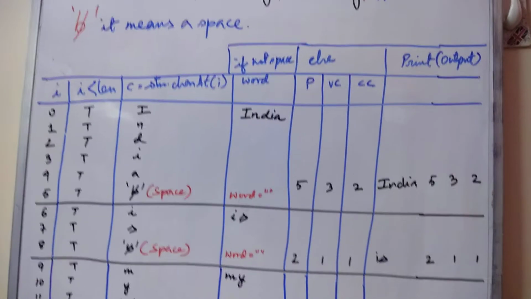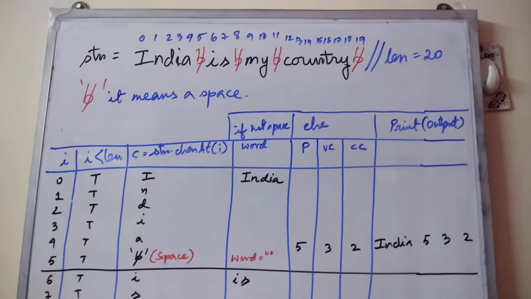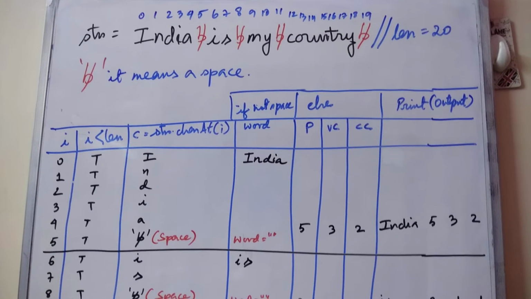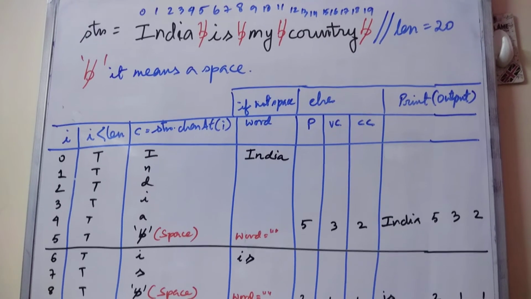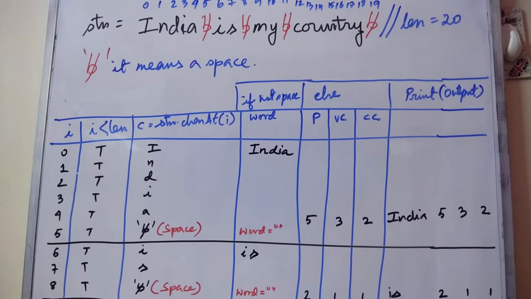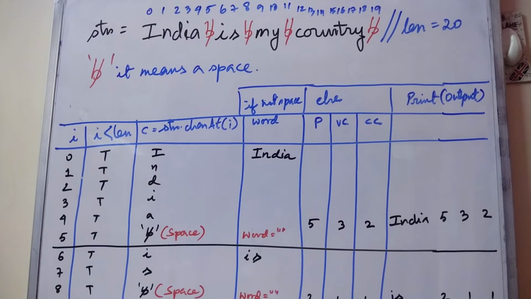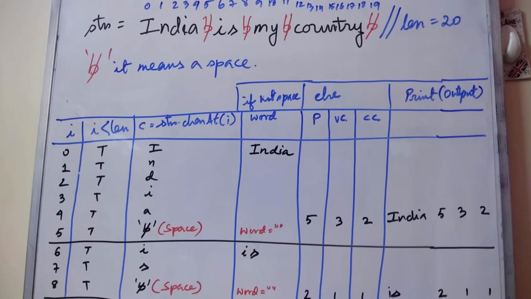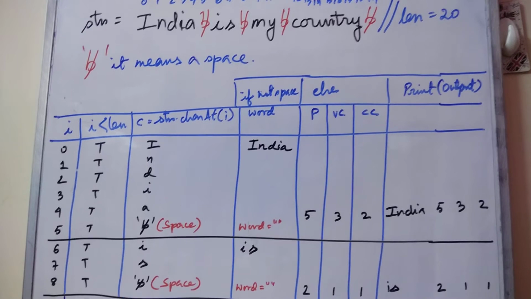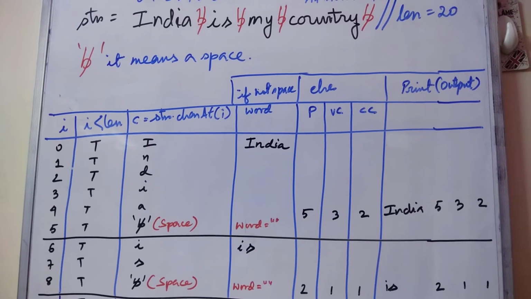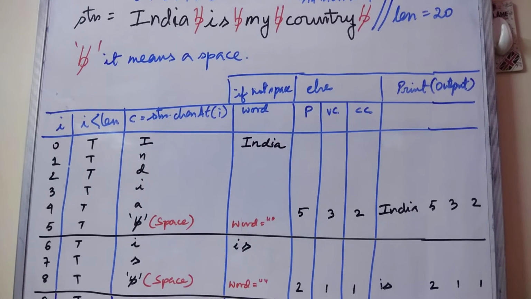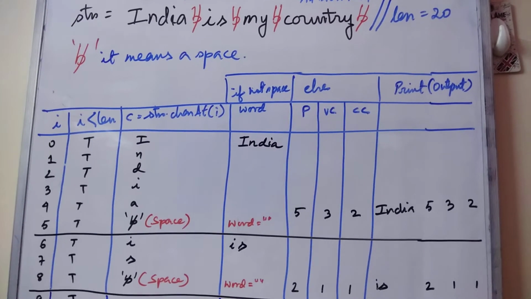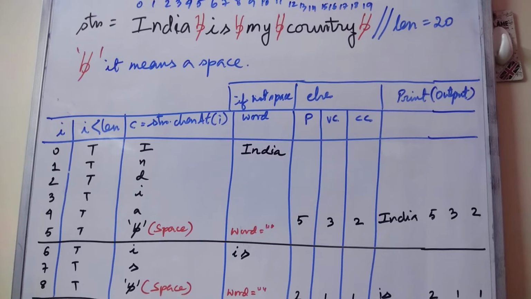When i is 0, from 0 to 4, I'm getting India. So when i is 0, I is added to word. Then i is 1, N is added to word. i is 2, D is added to word. Again, when i is 3, I is added to word. i is 4, A is added to word. And when I get index position i as 5, I'm getting the first space in the string.